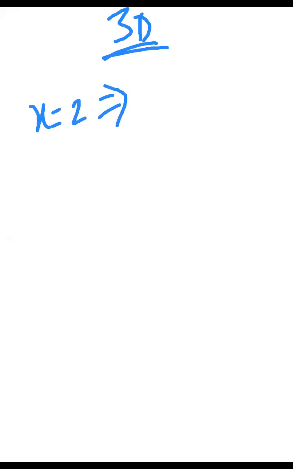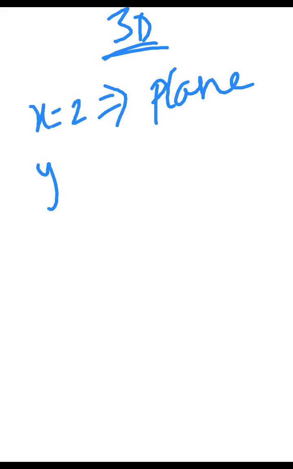the 3D system. In the 3D system, suppose you have only one variable, say x is equal to 2. It indicates a plane. X is equal to 2, a single variable, will give you a plane.